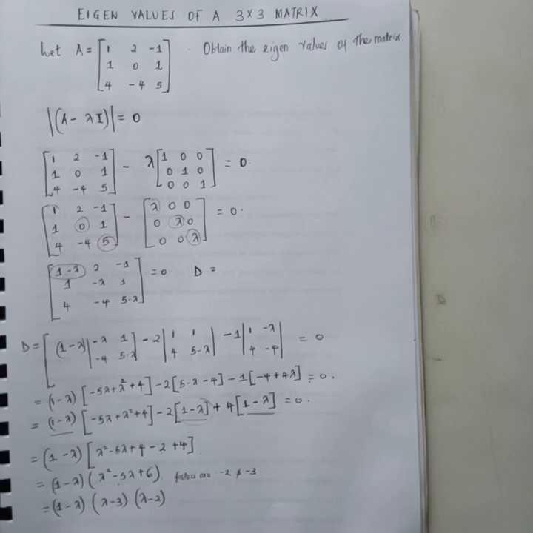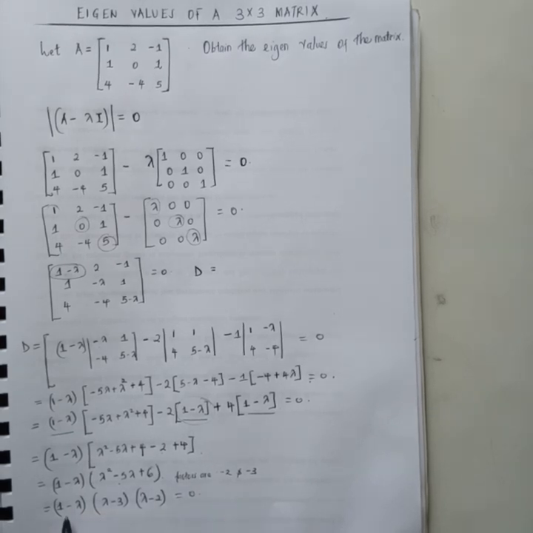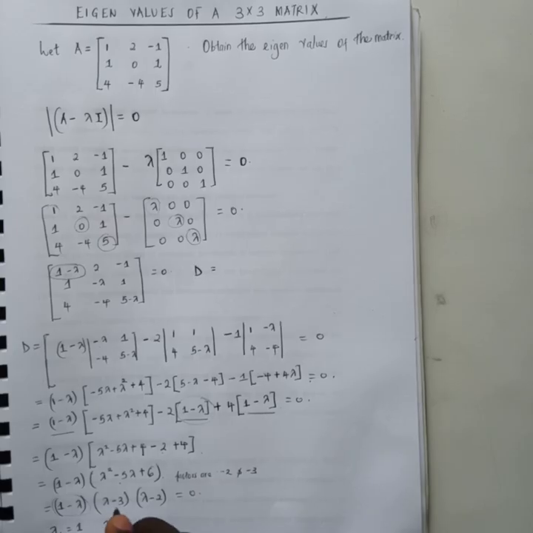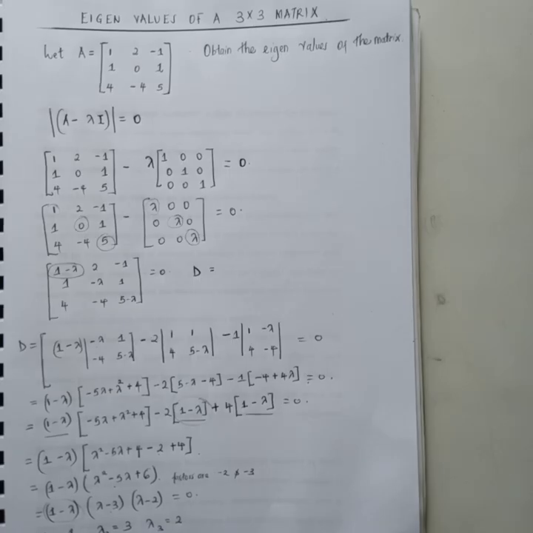For us to solve for the eigenvalues, you're going to equate everything here to 0. When you equate this value here to 0, you're going to get that lambda 1 is 1, and when you equate this one to 0, we'll be getting lambda 2 as 3, and lambda 3, you're going to get 2. So that is how we are finding the eigenvalues of a 3 by 3 matrix.